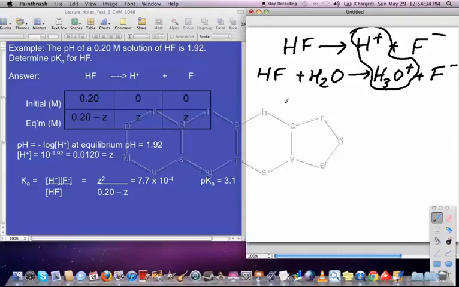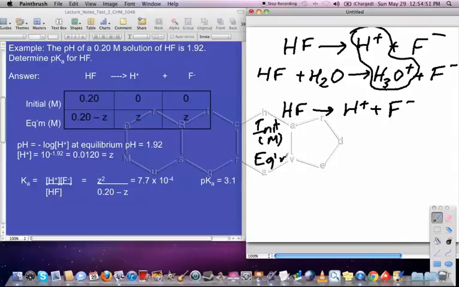Alright, so I'll redo the equation here. And we will have initial concentrations, and then we'll have equilibrium concentrations. Both of those are in molar. The HF is going to be 0.20. We get that from the problem. The H plus and the F minus will both be 0 initially.